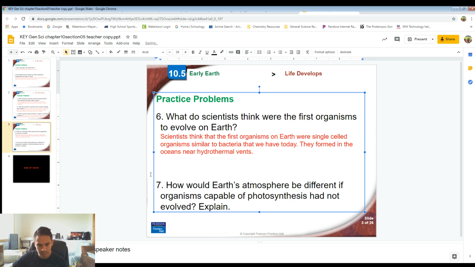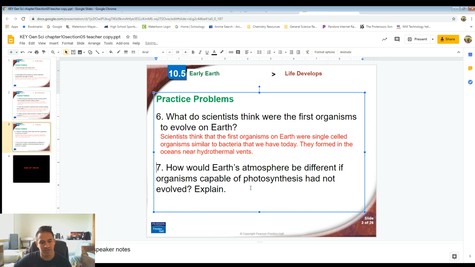All right, last question, number 7. How would Earth's atmosphere be different if organisms capable of photosynthesis had not evolved? All right, so this is a really good question. Remember that early on in Earth's history, it did have an atmosphere of primarily water vapor, carbon dioxide, and some other gases, but there was really no oxygen. So all the oxygen that is in our atmosphere primarily came from organisms that could do photosynthesis. And these organisms were primarily cyanobacteria, or single-celled bacteria in the oceans that learned how to do photosynthesis first.